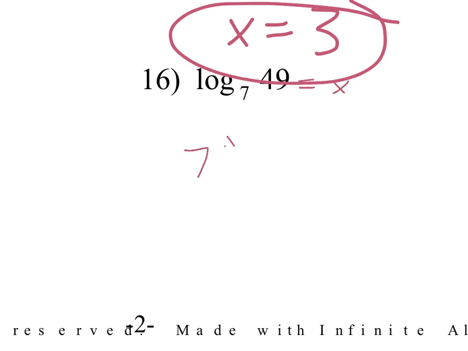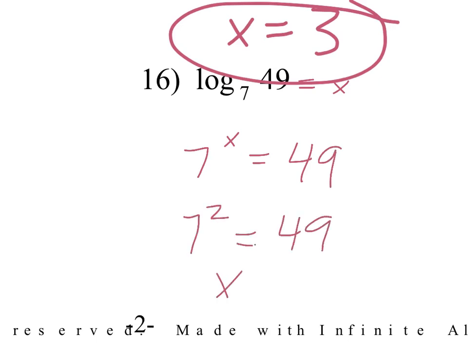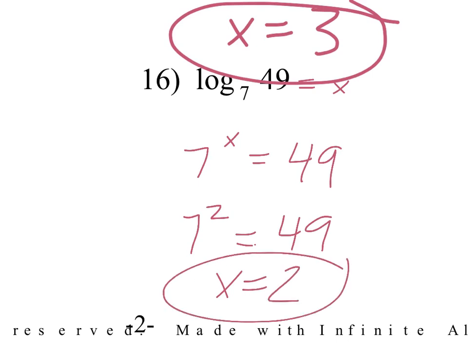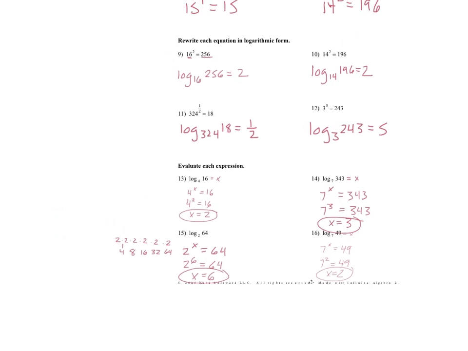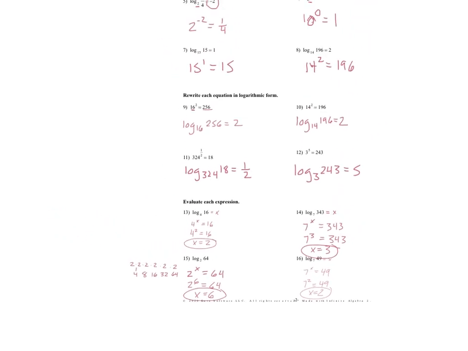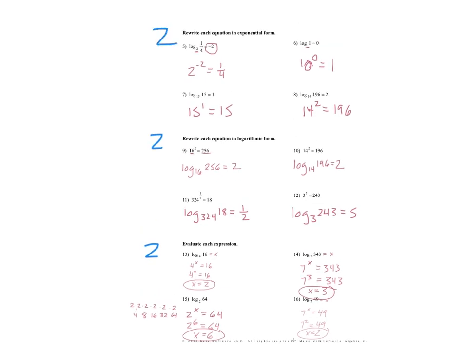So we have 7 raised to the x is equal to 49. And we know that 7 squared is equal to 49. So x has to equal 2. Okay, so on this page, on the test tomorrow, I think there's going to be 2 questions from each of these sections. And then on the first page, there's going to be 1 graphing and 1 word problem.